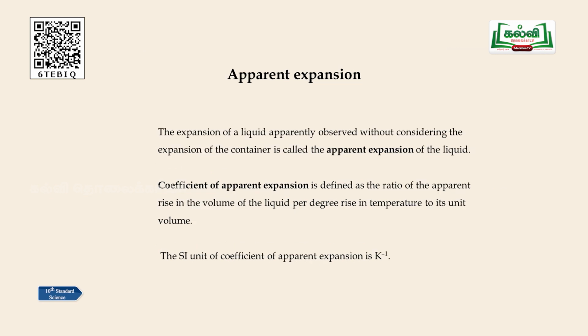Now let us see what is the apparent expansion. The expansion of a liquid apparently observed without considering the expansion of the container is called the apparent expansion of the liquid. And let us see the coefficient of apparent expansion. It is also defined as the ratio of the apparent rise in the volume of the liquid per degree rise in temperature to its unit volume. And again its unit is Kelvin inverse, because it all deals with the temperature. That is why Kelvin inverse, the volume values will get cancelled on both sides. So we will have only Kelvin inverse as the unit for all the coefficients of expansion.